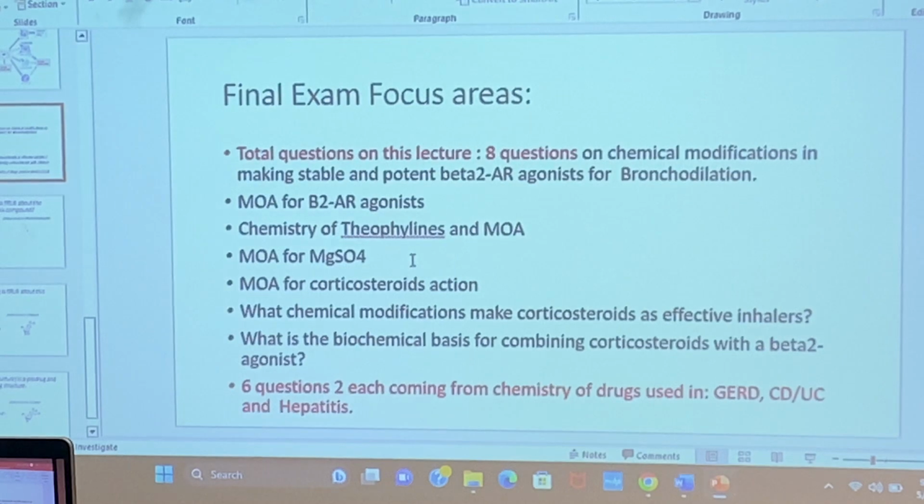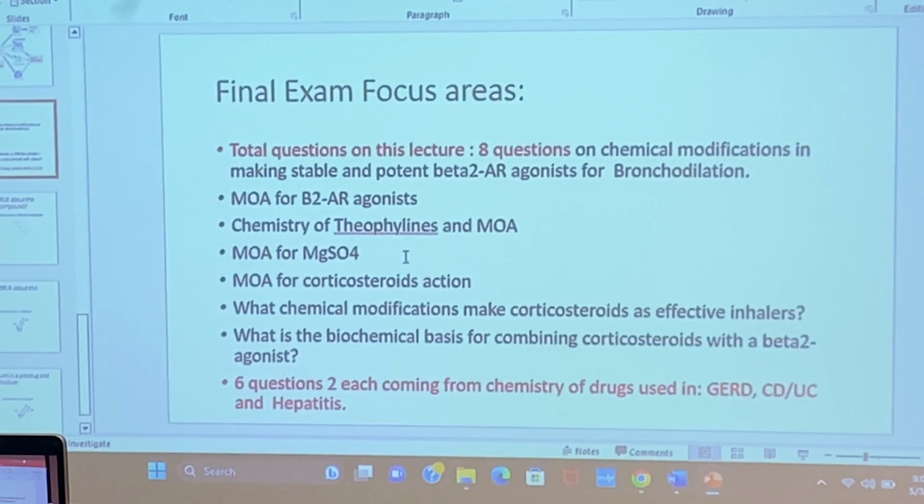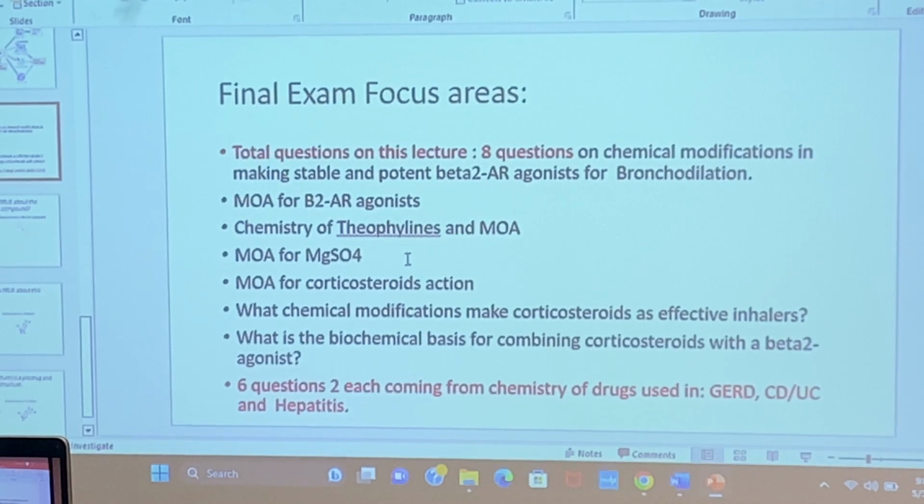MOA for magnesium sulfate. Magnesium sulfate interferes with the calcium-troponin complex formation, thereby it inhibits the calcium-induced bronchial constriction. MOA for corticosteroids: they act through multiple target sites. One is they can increase or decrease the gene expression by binding to their cytosolic receptors, and they inhibit pro-inflammatory production by blocking the phospholipase A2 activity, arachidonic acid release and metabolism into leukotrienes.